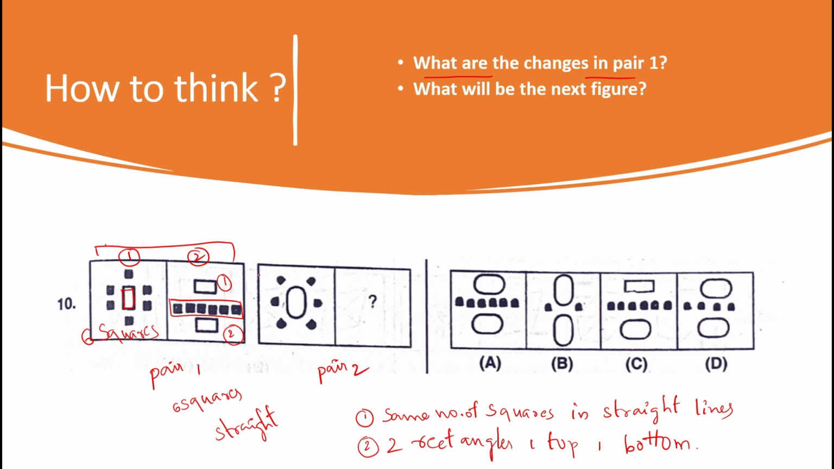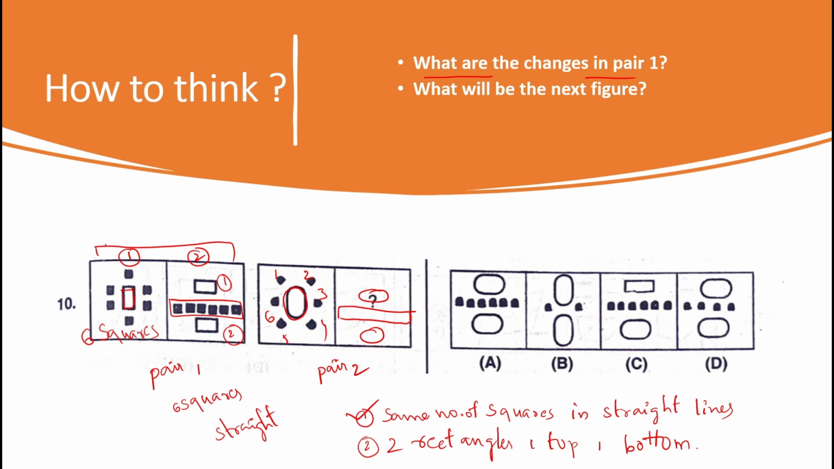So here also count these small figures. They are 1, 2, 3, 4, 5, 6. So according to point number 1, how should these 6 points be? They should be in a straight line, right? And what about this single figure? This should be 2, one at the top and one at the bottom. So we have to find this figure from the answers.